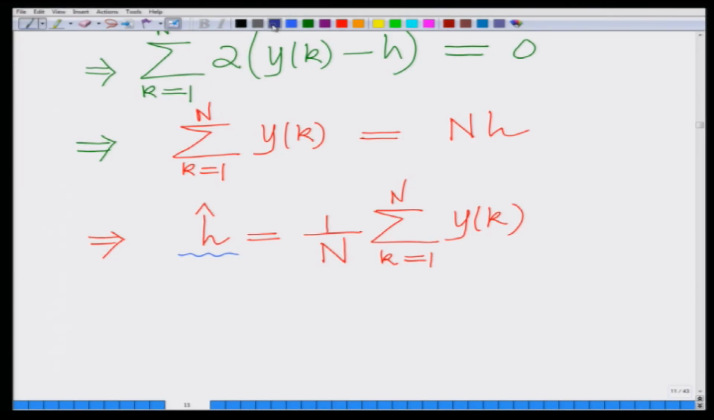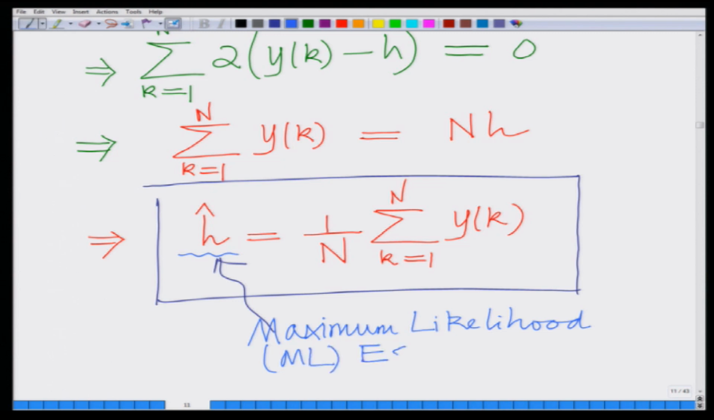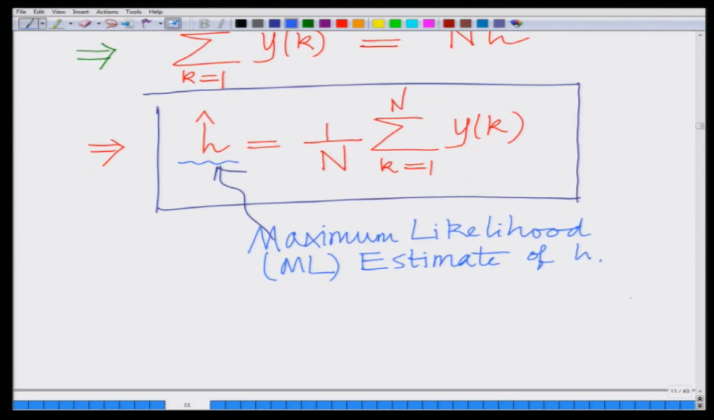So this is your h hat which we have calculated, this is the maximum likelihood estimate. Let me write this clearly: this is the maximum likelihood or ML estimate of h, and one can also denote this by subscript ML to denote that this is the maximum likelihood estimate.